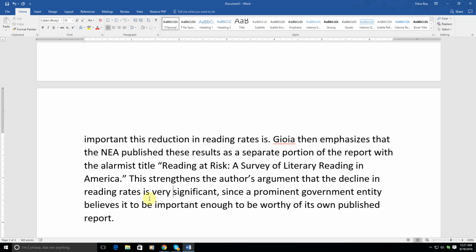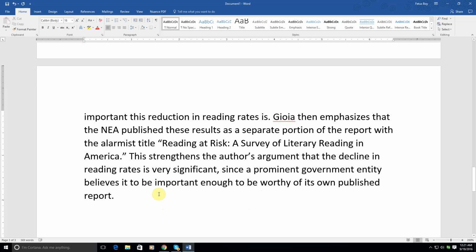Very significant, since a prominent government entity believes it to be important enough to be worthy of its own published report.